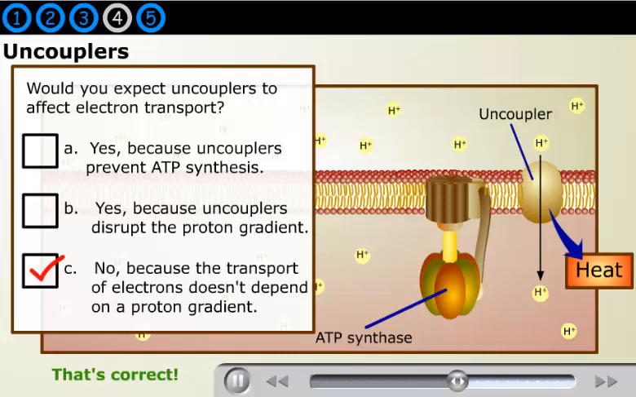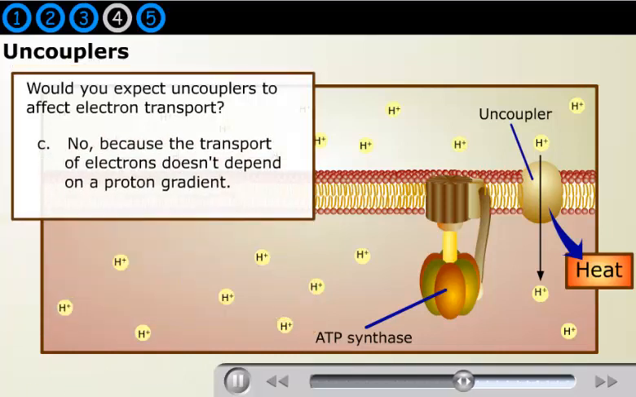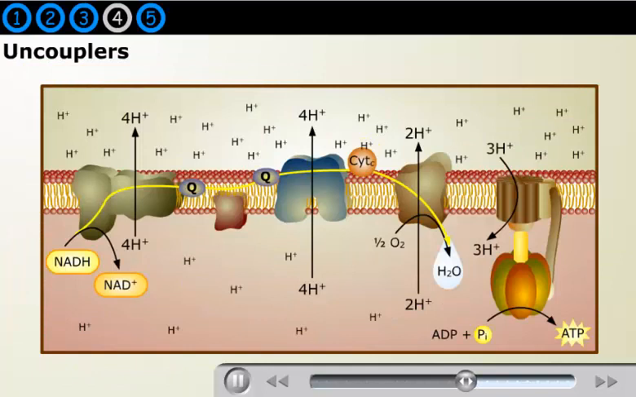Yes, that's correct. Electron transfer reactions are spontaneous. The released energy is used to pump protons out of the matrix. The ability of the protons to flow back into the matrix without entering complex 5 has no effect on the transfer reactions. ATP synthesis is not spontaneous. It requires the energy released as the protons flow back into the matrix.